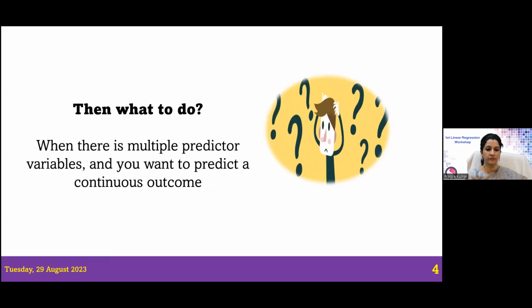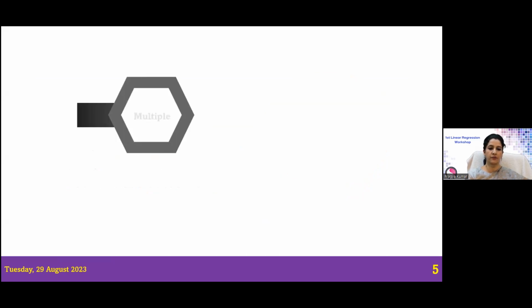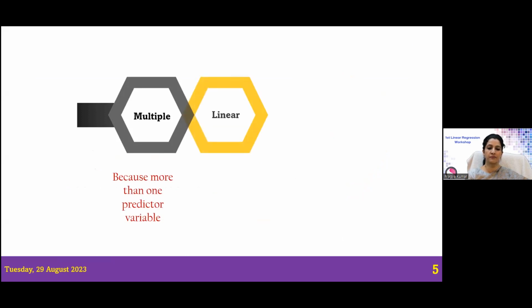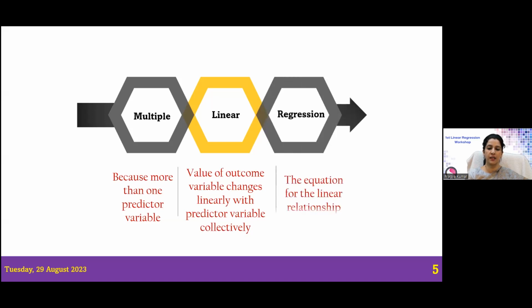Because there are multiple predictor variables, and I want to predict a continuous outcome, I will go with multiple linear regression. Why do we call it multiple? Because there are more than one predictor variable. Why is it linear? Because in this, we are forming a linear equation, because the value of the outcome variable changes linearly with the predictor variables collectively. And regression because the equation is for the linear regression relationship.